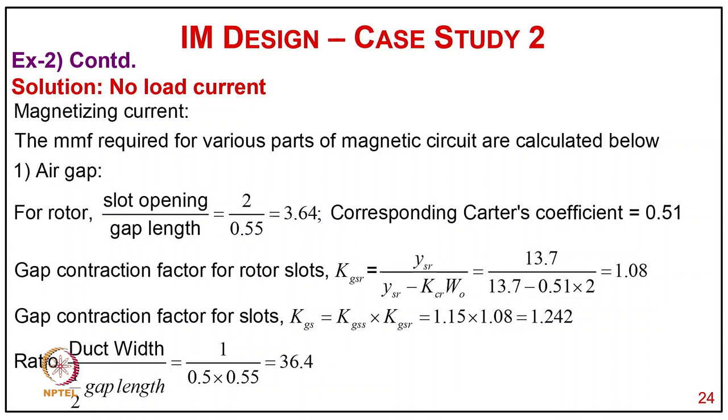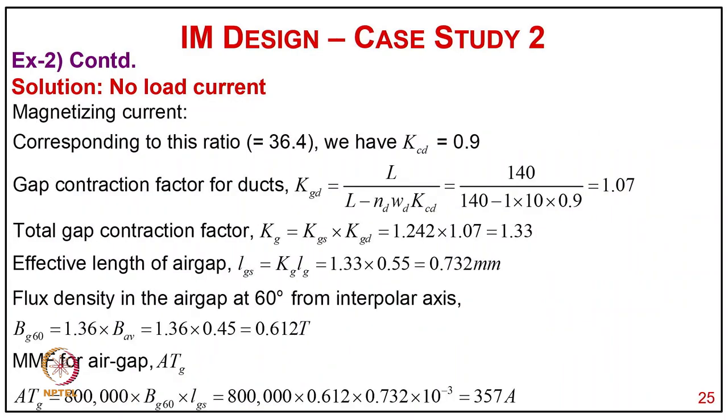So the gap contraction factor for slots KGS equals KGSS into KGSR, so it comes 1.242. Now the ratio of duct width to half the gap length comes 36.4. Corresponding to this ratio of 36.4, we have a Carter coefficient of 0.9, and the gap contraction factor for duct KGD is L upon L minus ND WD KCD, putting values it comes 1.07. Total gap contraction is KG equal to KGS into KGD, so it comes 1.33, and the effective length of air gap LGS equals KG into LG, so it comes around 0.732 millimeter.